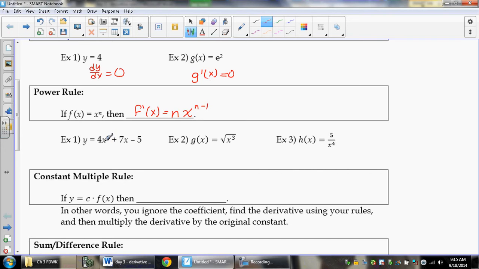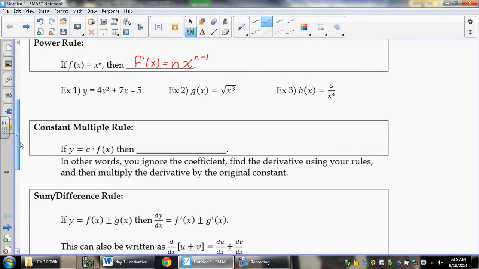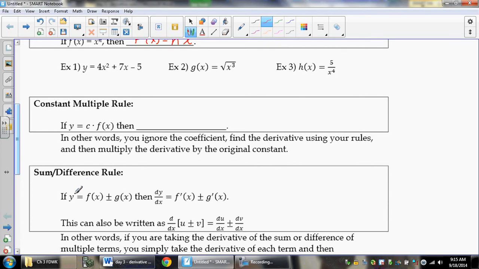Now, when you go to take derivatives, you can take the derivative of a sum and a difference. And technically the rule's down here. And it says if y equals f of x plus or minus g of x. In other words, if y is the sum of a bunch of things or the difference of a bunch of things, then the derivative is just the sum or difference of the derivative of each part individually.